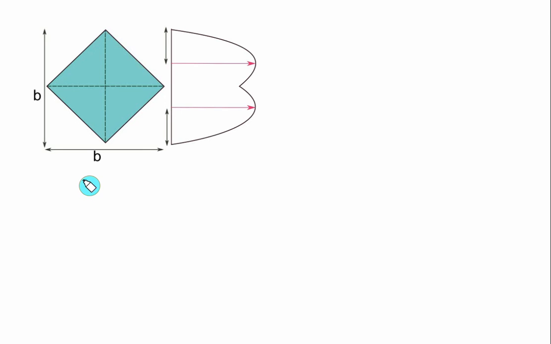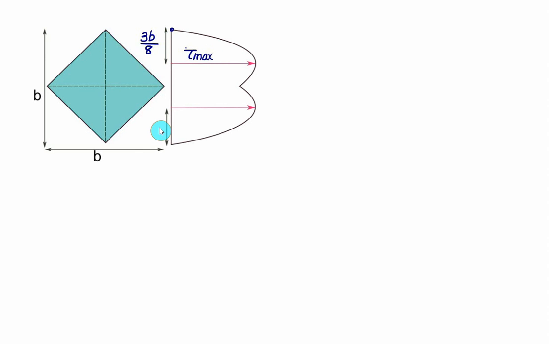In this case, we will get a maximum shear stress because of a triangular area. The shear stress will not be at a neutral axis. Rather, the shear stress will be at a distance equal to 3b divided by 8 from the top edge. And this value represents here the maximum shear stress.